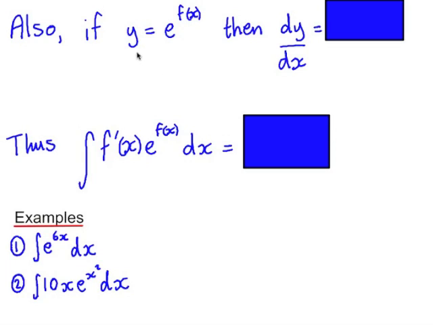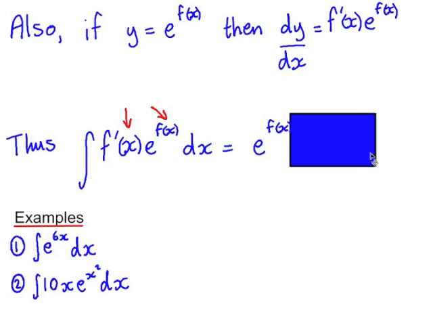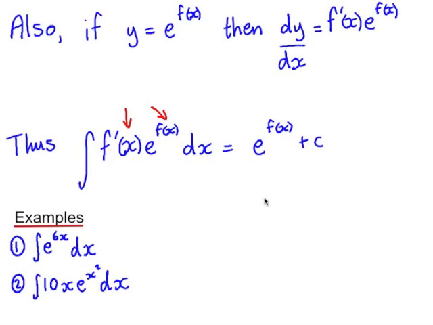We also know that if we differentiate y equals e to the power of f of x, some function of x, then dy by dx is the derivative of that function multiplied by e to the power of f of x. So again, in reverse, to antidifferentiate or to integrate something of the form f dash x e to the f of x, the result will be e to the power of f of x, and don't forget the plus c, that constant of integration again.